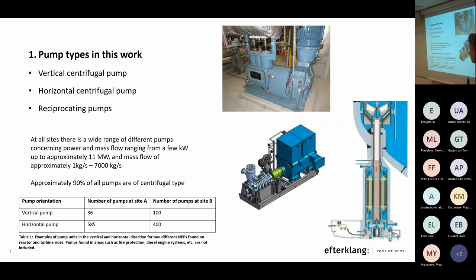Yeah, so in a nuclear power plant, as I told you from the start, we have a lot of different pumps. Mainly the pumps are located on both the reactor and the turbine side, but you also have a lot of different auxiliary and safety pumps. But there are three main pump types which we have structured the report around: the vertical centrifugal pumps, the horizontal centrifugal pumps, and the reciprocating pumps.